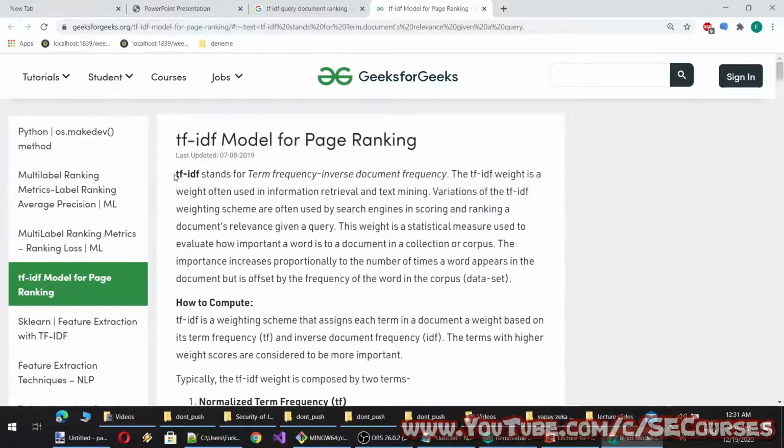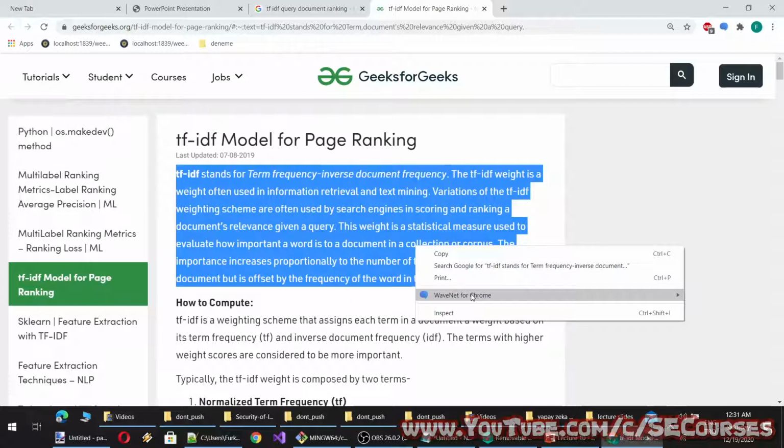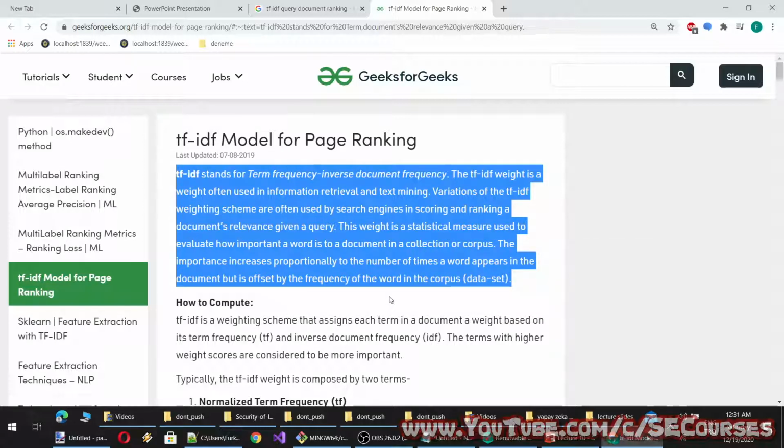Tf Idf model for page ranking. Tf Idf stands for term frequency inverse document frequency. The Tf Idf weight is a weight often used in information retrieval and text mining. Variations of the Tf Idf weighting scheme are often used by search engines in scoring and ranking a document's relevance given a query. This weight is a statistical measure used to evaluate how important a word is to a document in a collection or corpus. The importance increases proportionally to the number of times a word appears in the document but is offset by the frequency of the word in the corpus data set.